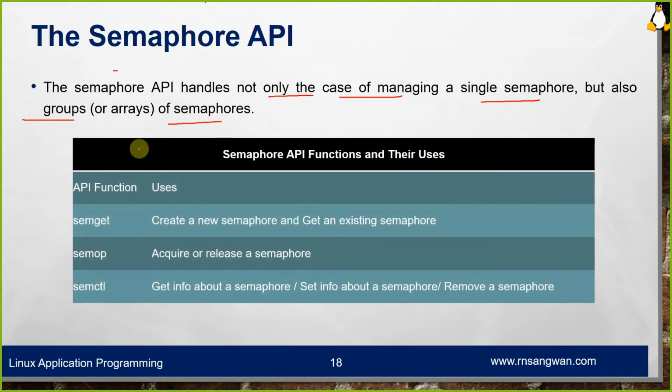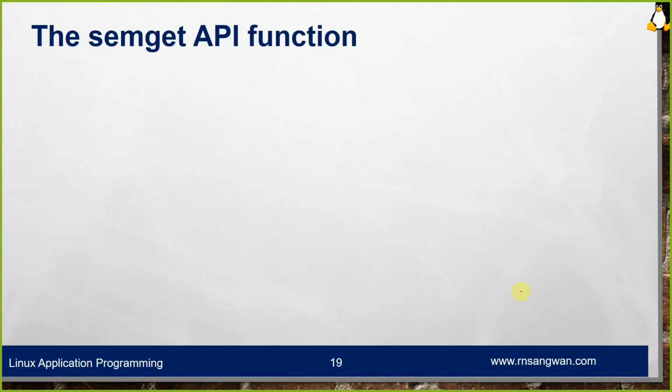So these are the semaphore API functions and their uses. Semget: create a new semaphore and get an existing semaphore. Semop: acquire or release a semaphore. Semctl: get info about a semaphore, set info about a semaphore, or remove a semaphore. These are the three functions in the API which are used to control and manage semaphores. We'll go one by one.